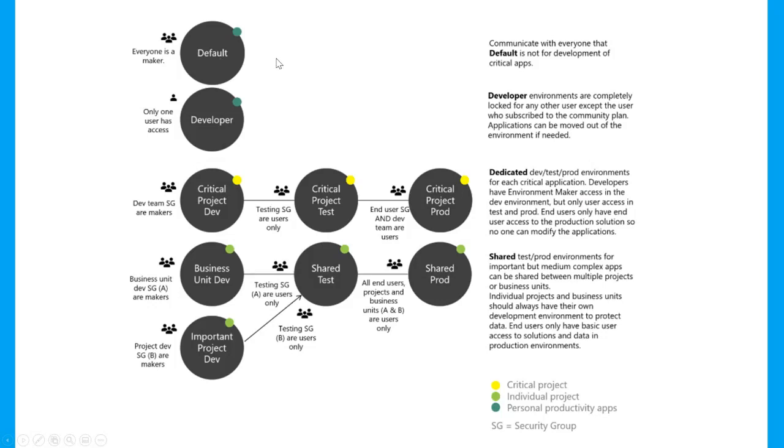And this is why sometimes it can be locked down by organizations if they don't want people messing around with that, especially in the early days where things like data loss prevention policies haven't been set up yet, and you might be worried about data leaving the organization. It might be an idea to close that off to start with. So this is about communicating with everyone that the default is not for development of critical apps. The key message here is that the default area is not for critical applications. You shouldn't be using it for that.